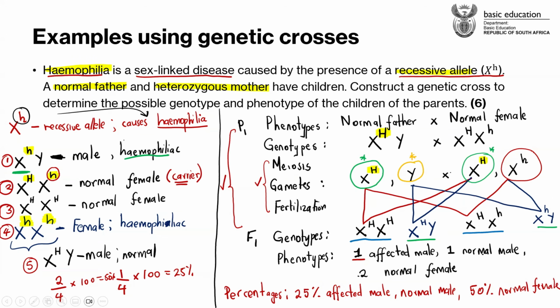Although they can give this X with a small letter h, this recessive allele, to the female, they can give it from the mother, right? One of the female children, one of the daughters, can inherit it, but she's not necessarily going to be sick because there is a dominant allele there coming from the father.